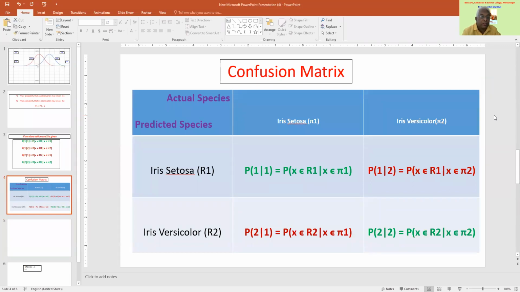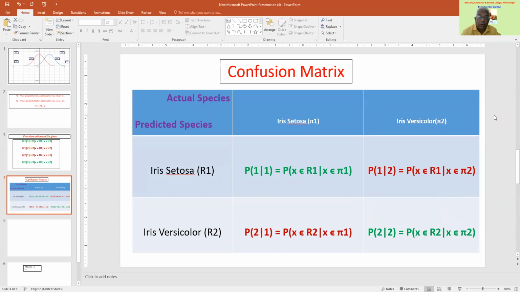You have two categories and you are predicting the classification. So if a flower from Iris setosa is classified in Iris setosa itself, then that probability is probability of 1 given 1. That means an observation of the first category is classified in the first category itself. This is the probability of correct classification.